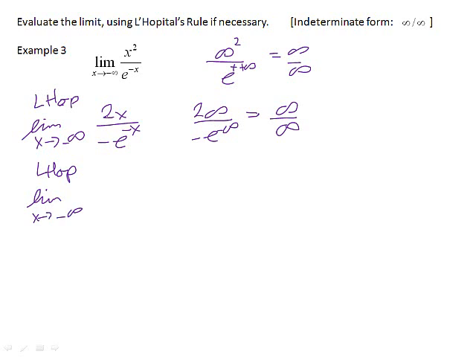All right, so what is the derivative of 2x? 2. What's the derivative of negative e to the negative x? E to the negative x. Now let's go ahead and use our direct substitution. So I've got 2 over e to the negative infinity, which is really just 2 over infinity, which is 0.